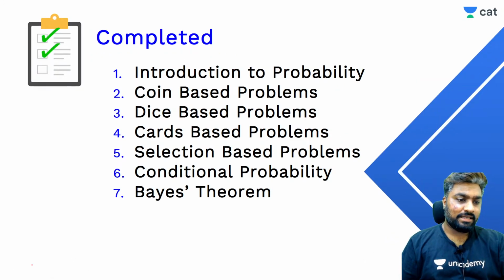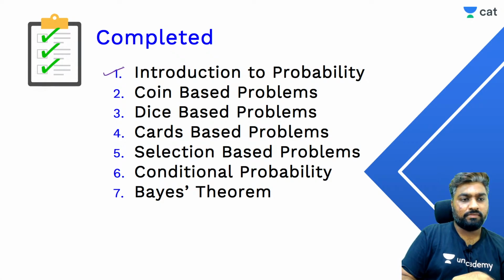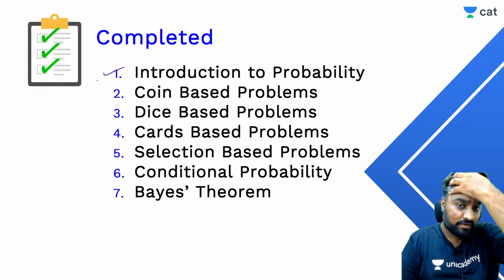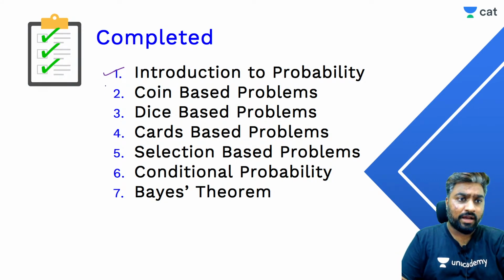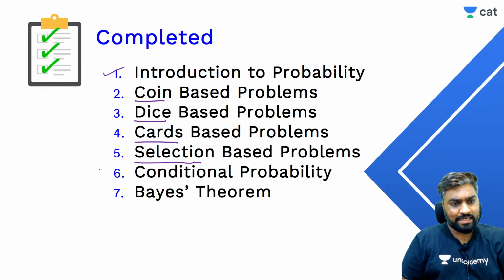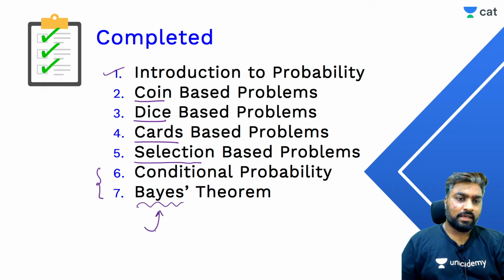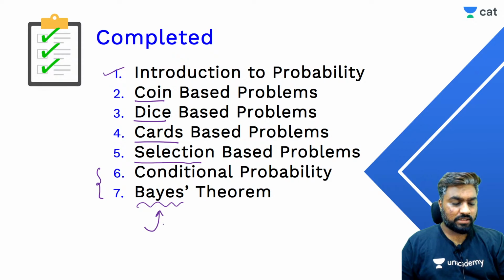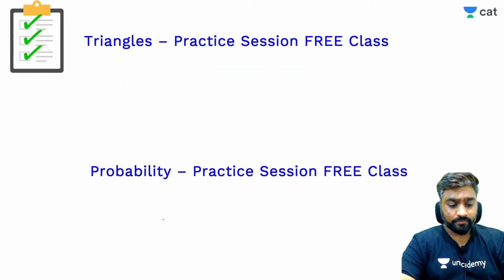This is a list of all the concepts that we've completed so far. We've gotten introduced to probability, we've seen different events, we've seen what complement of an event is. We are done with coin based probability, dice based probability, cards based probability, and selection based probability. In the last lecture we looked at what conditional probability is, and we saw some questions on Bayes' theorem. Today what we are going to do is we are going to put everything to use. This is a practice session.